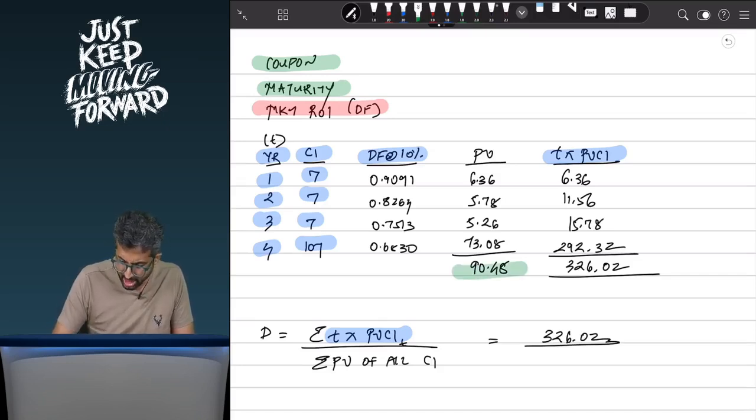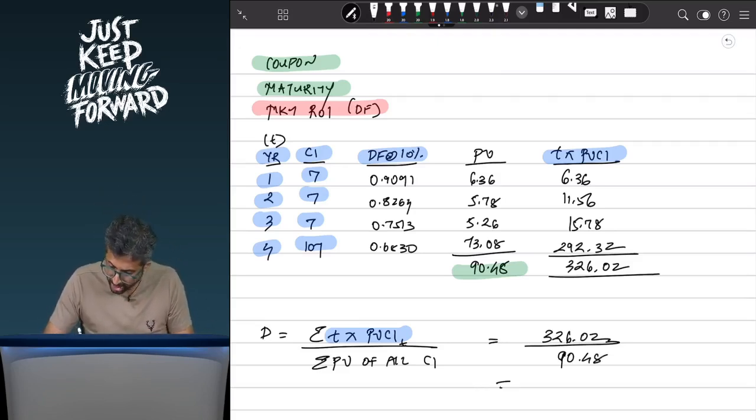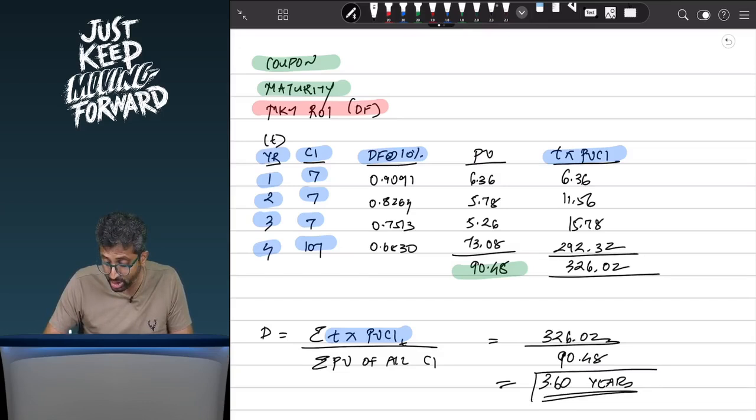Can I say this is 90.48, that is summation PV of all CI. This is nothing but a weighted average, where you are taking time as a base and the cash flows received at each time as weights. So if I divide 326.02 by 90.48, I will land up with 3.6. Now what does this 3.6 represent? This is 3.6 years. This is called Machiavelli's duration.